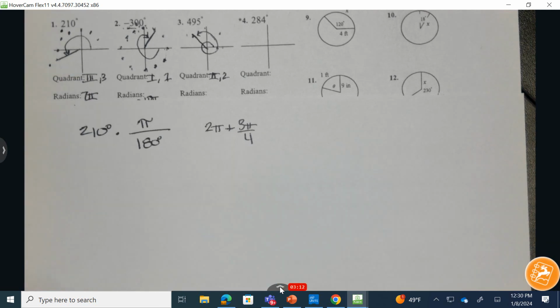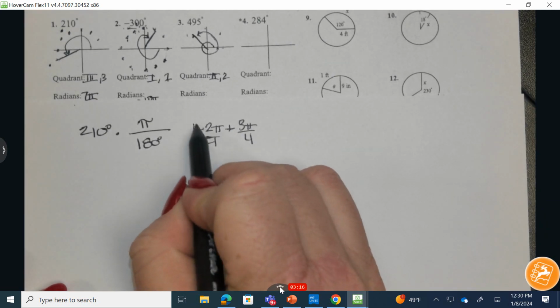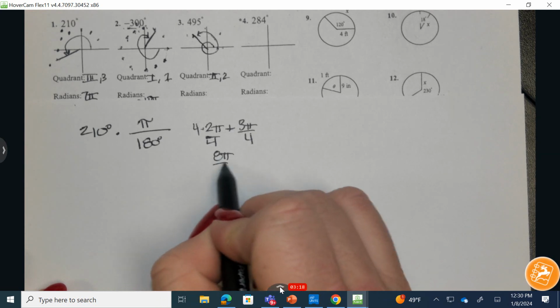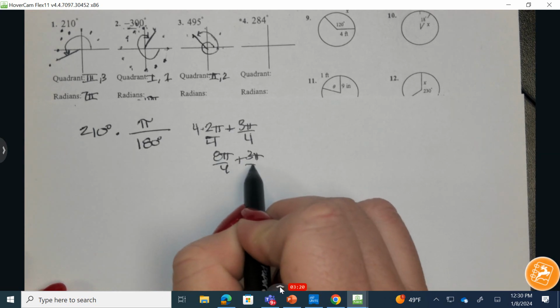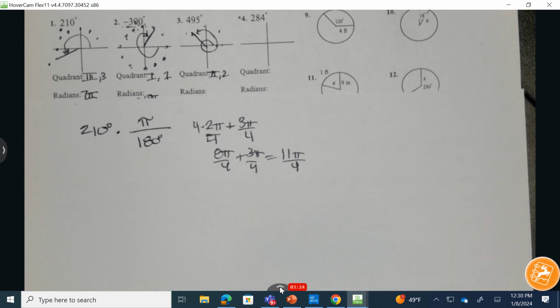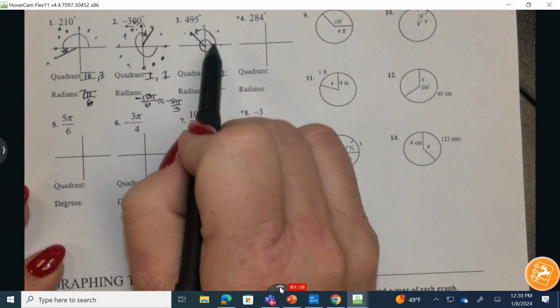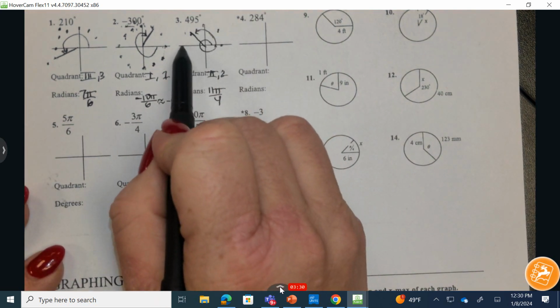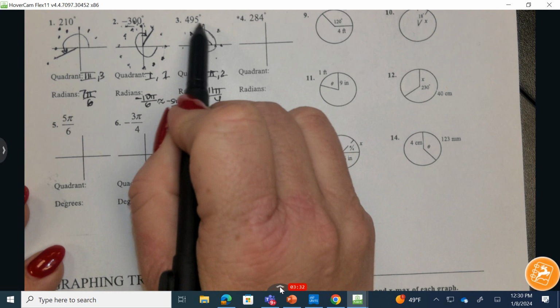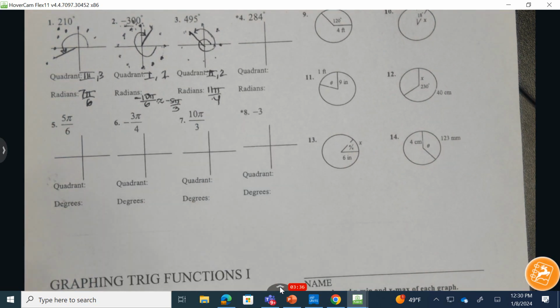This is one way to do this right now. All right, so I'm going to take this times 4 and times 4. 8 pi over 4 plus 3 pi over 4 would give us 11 pi over 4. So that's one way we could do it. Let's talk about other ways we could still achieve this. I could count, so starting here, 1, 2, 3, 4, 5, 6, 7, 8, 9, 10, 11. So 11 pi over 4 is another way I could have counted it.